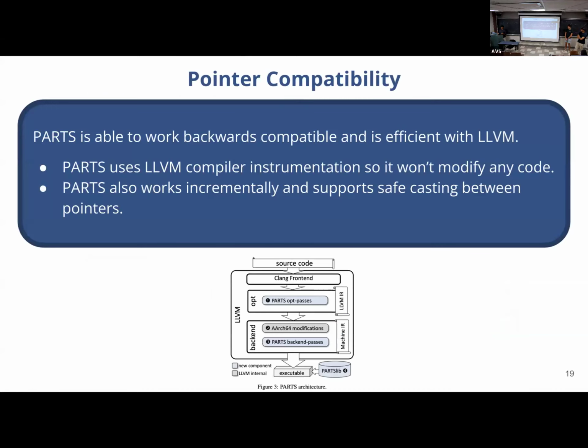Next, the last thing we want is pointer compatibility. Pointer compatibility is important for PARTS because we want this to be able to work on a lot of different systems. How this is done is with the LLVM compiler, which is basically a compiler that's able to be used on multiple systems. And how we do this is we put in the source code, and the source code is incrementally modified in a way that can work as an executable on different systems. And this is why PARTS is able to be a very viable solution to this.